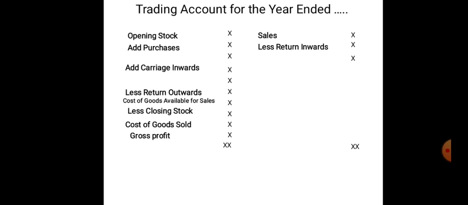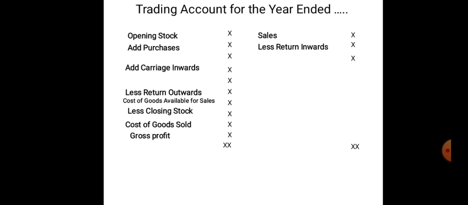This is how a typical trading account looks like. Your trading account is titled Trading Account for the Year Ended. Most times it could be for the year ended 31st December or 30th June or 31st July. So any year ended given to you by the question is what you use. So you title it Trading Account for the Year Ended. The first item you have on the debit side of the account is your opening stock.